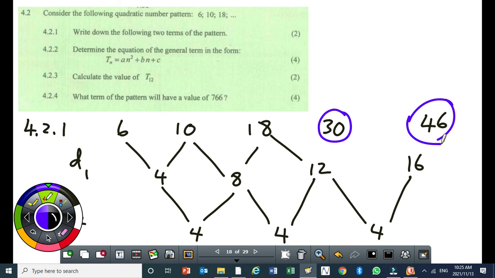Okay. It is straightforward. So you should know, because this is a very common question where they ask you to state maybe 1 or 2 terms of that quadratic pattern. Those are easy marks that you should get. Right? Then the next question says, determine the equation of the general term.